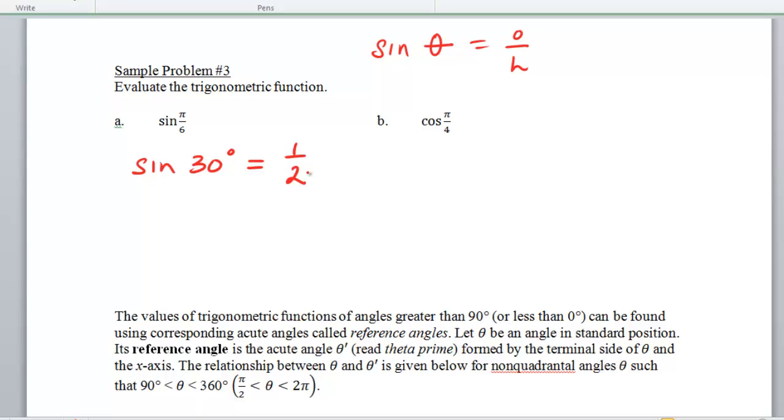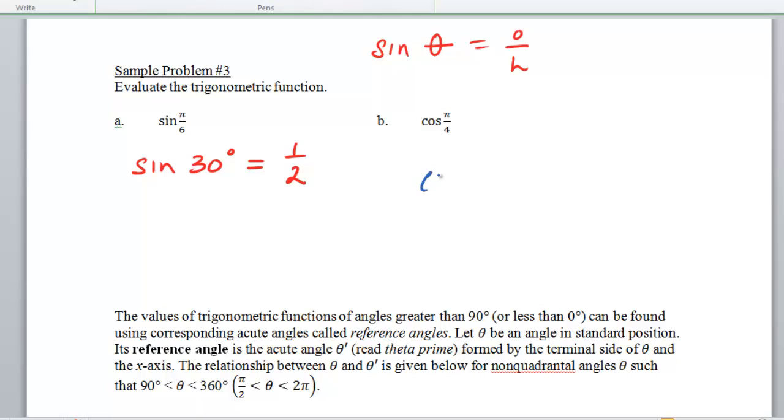Now, if you don't remember what the sine of 30 degrees is, if you go back to the first lesson in this unit, you actually filled in a table of values for the sine, cosine, and tangent of common angles like 30, 60, and 45 degrees. And this is also something that you should have done in geometry as well. So go ahead and try part B, cosine of pi over 4, and see if you can come up with that part right there.